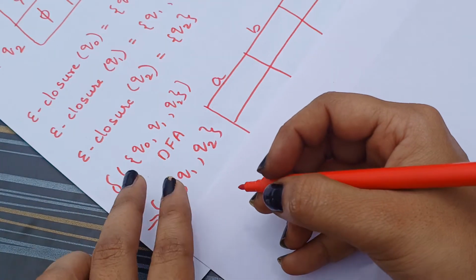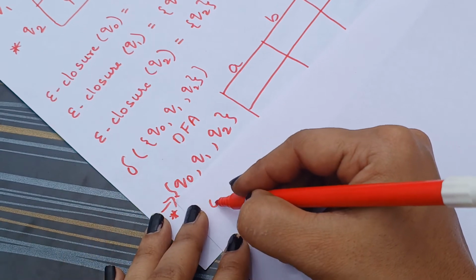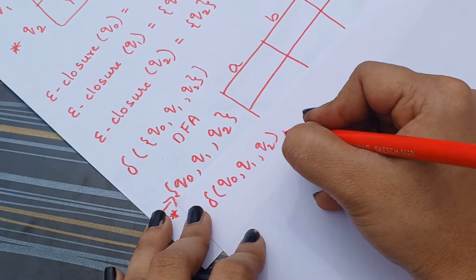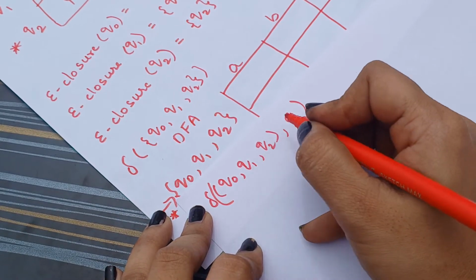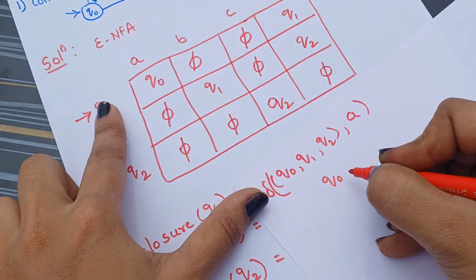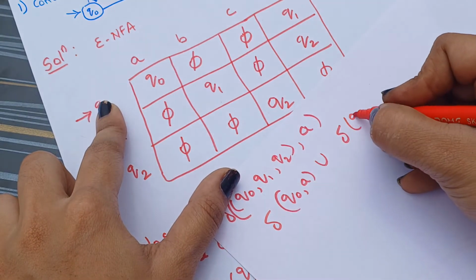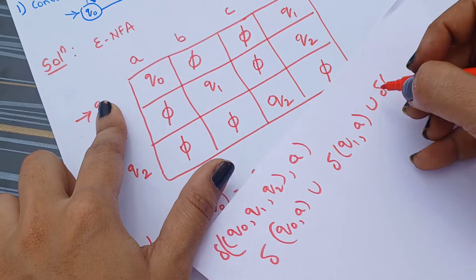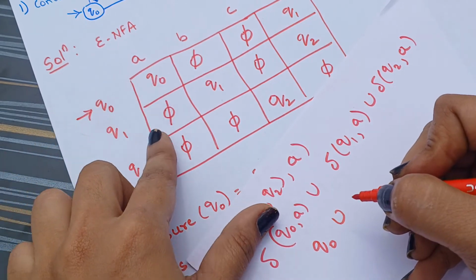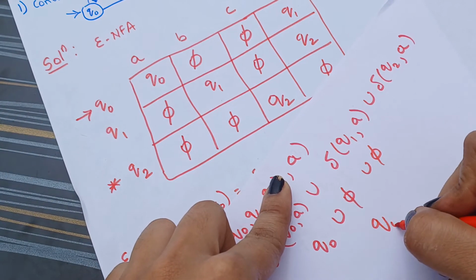So we will be finding the value of this by using this transition formula. For input A, how will we solve it? We will be solving delta of Q0, Q1, Q2 comma A. So what is the transition of Q0 on A, Q1 on A, Q2 on A? Q0 on A is the union of delta transition of Q1 on A, union of delta transition of Q2 on A. So Q0 on A, it is going to Q0, union Q1 on A, it is going to phi, Q2 on A, it is going to phi. So we have got the Q0 value.